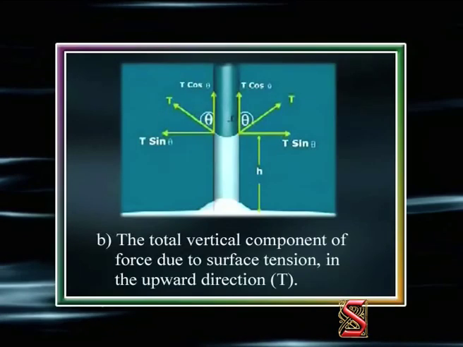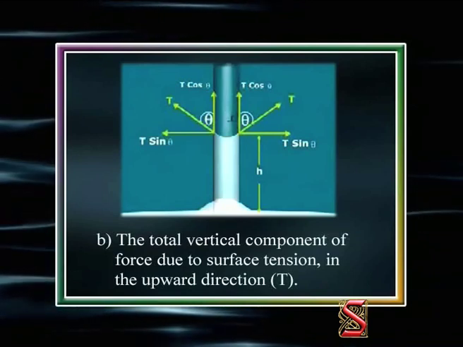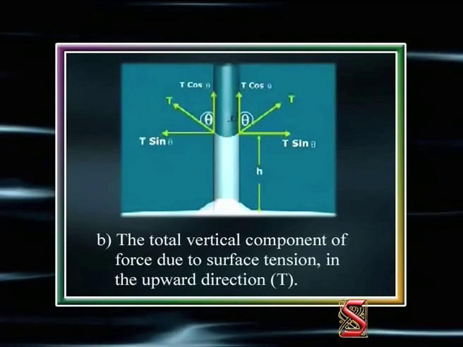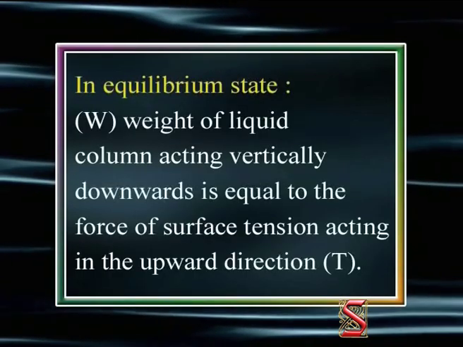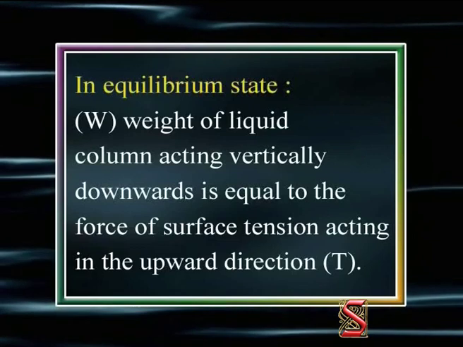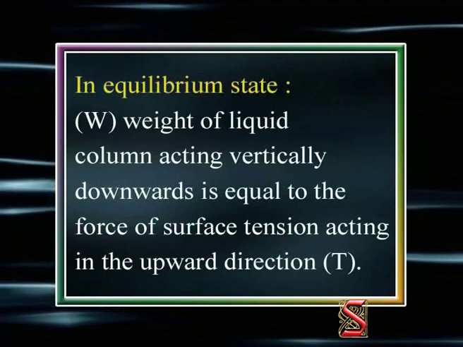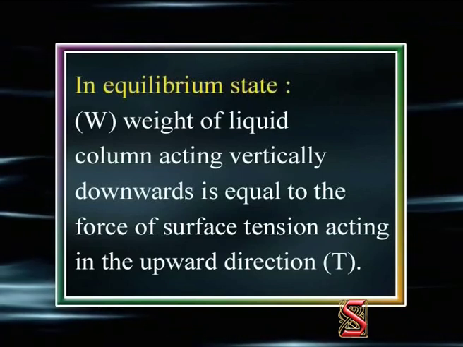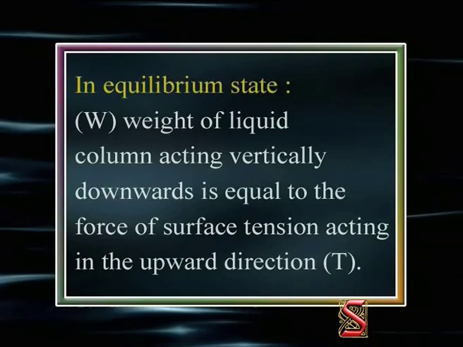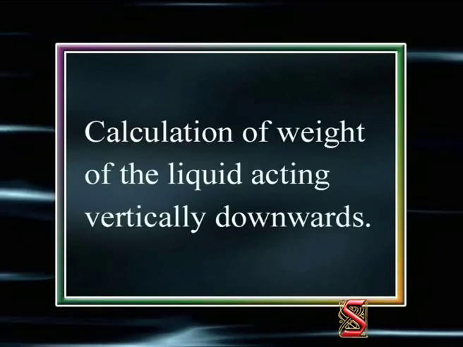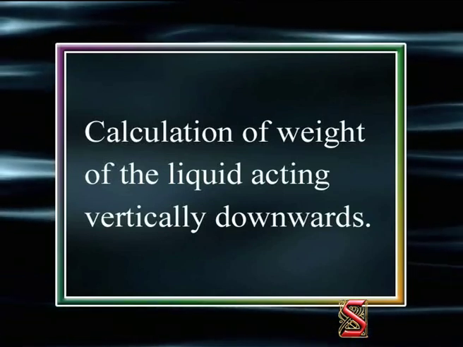And the second is the total vertical component of the surface tensional force in the upward direction. In the equilibrium state, the weight of the liquid column acting vertically downwards, W, should be equal to the surface tensional force acting on the column in the upward direction. Let us take this as equation number 1. The next part of our derivation is the calculation of the weight of the liquid acting vertically downwards.